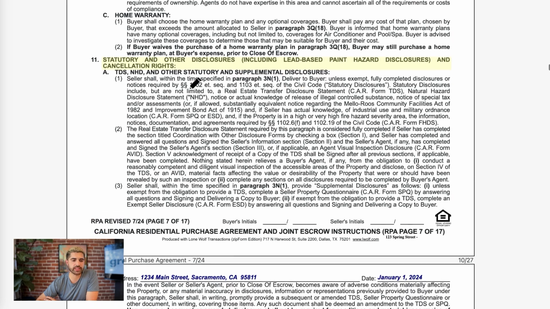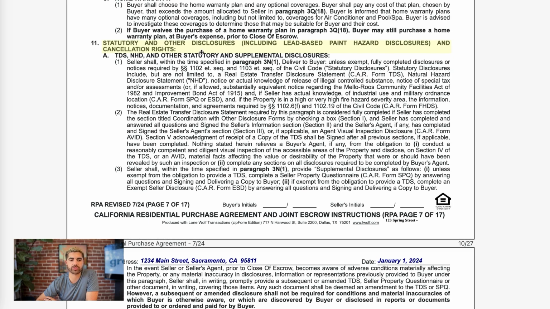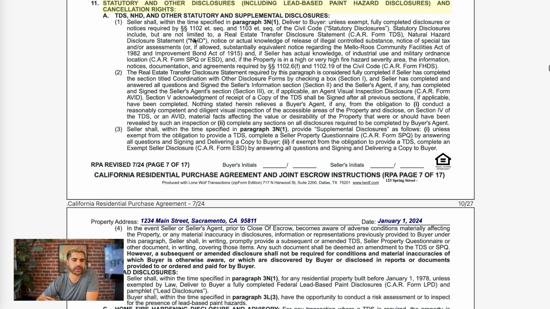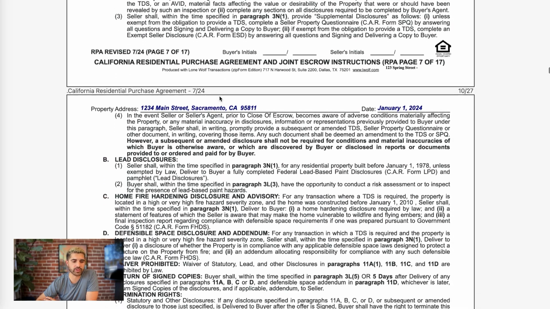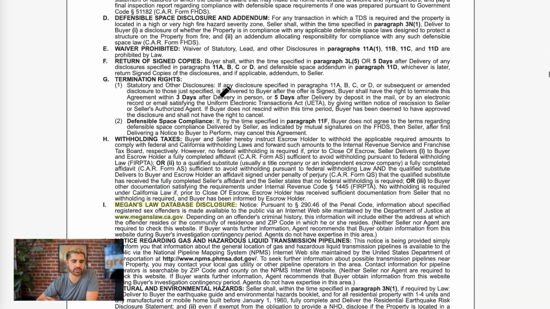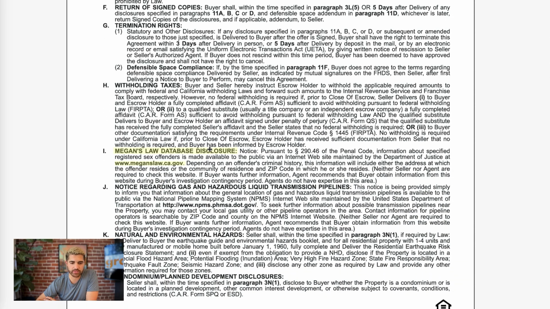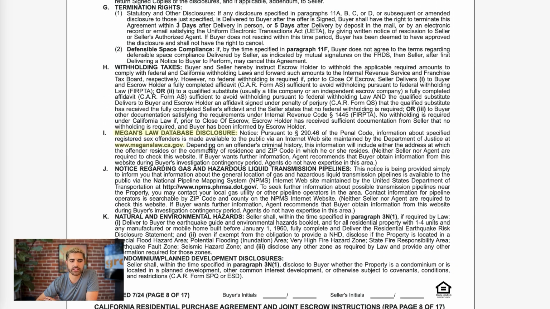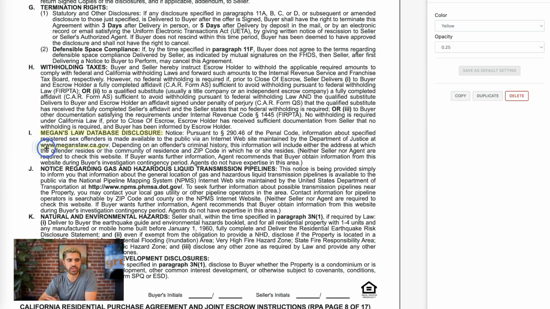So one of them is 11. These are statutory disclosures that are required. So this one kind of talks about any documents from the seller that you would be required to review and that they would be required to fill out. The Megan's Law database, I would recommend if you have kids or if you want to know if there's any registered sex offenders in your area, this is the website that you can go to look at that.